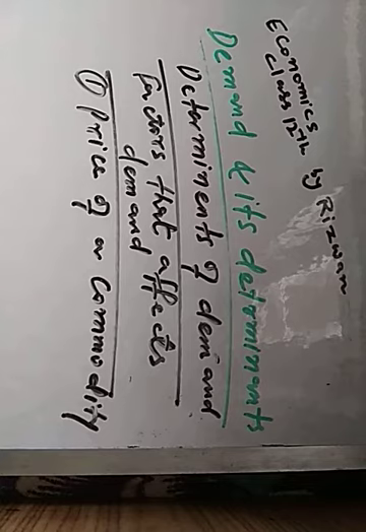Demand is a dependent variable, demand of a particular good. And price is an independent variable. Demand for a good depends upon the price of a good. If the price of good is so high and the income of the consumer is so low that the consumer cannot fulfill his demand.